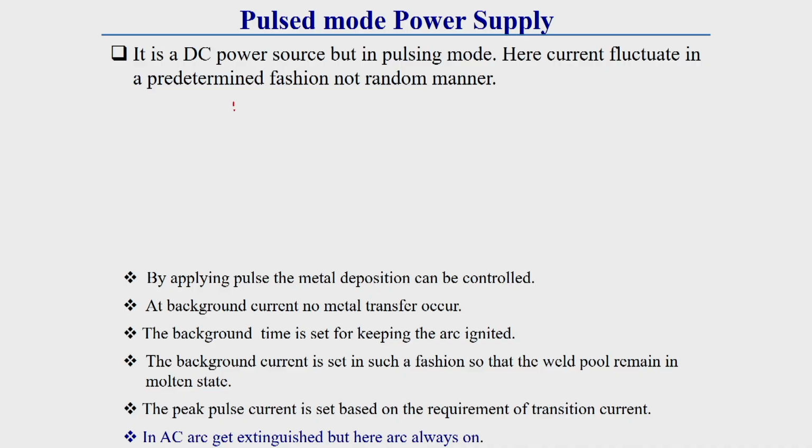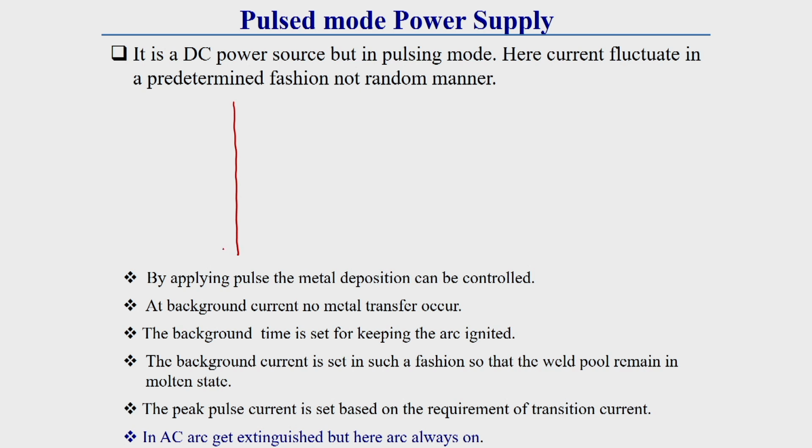So in pulse mode power supply, we can set the number of pulses per minute, or the number of pulses per second, that we can predetermine. Accordingly, with this number of pulses we can control the deposition rate, meaning how much metal deposition should be there per second, or how many droplet transfers should be there in the weld pool. We can control that by this pulse mode power supply. I will explain a little bit how it looks, then it will be very clear to you.